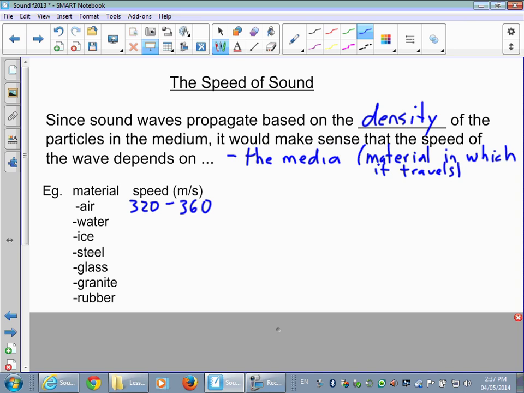Water, on the other hand, has a speed somewhere in the 1400 to 1500 meter per second range. So you can see it's way, way faster, and that might be counterintuitive. You would think that sound would be able to travel faster in air. Well, think of how the particles will be able to move, and think of a longitudinal wave as a jostling of particles.